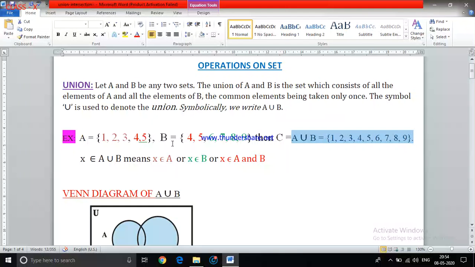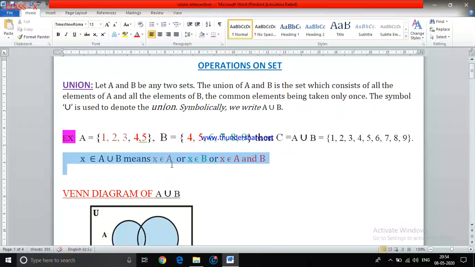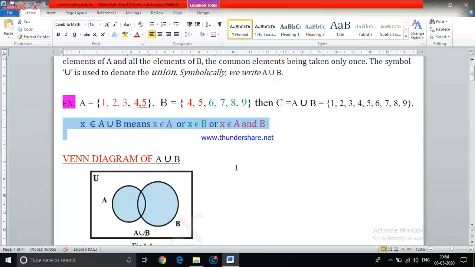The set A will be given to you, B will be given to you, then you have to find A union B. A union B is the set which consists of all the elements of A as well as all the elements of B. Now that is the meaning. If x is an element of A union B, that means x belongs to A union B. That means x is an element of A, or x is an element of B, or x is an element of both A and B. So it can be a part of A, or a part of B, or a part of both A and B. That is the meaning of x belongs to A union B.